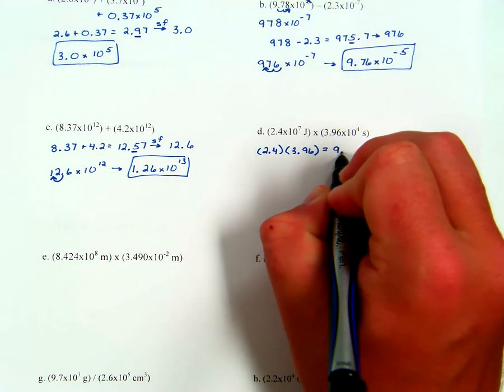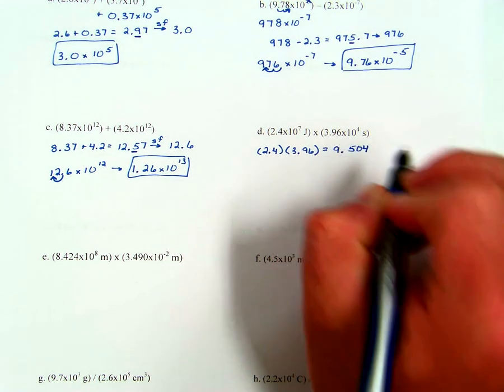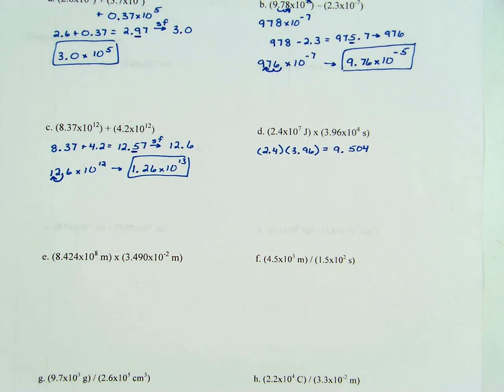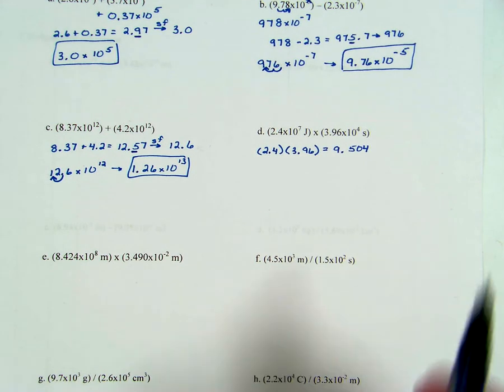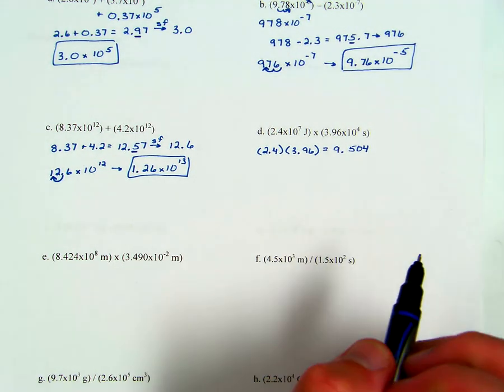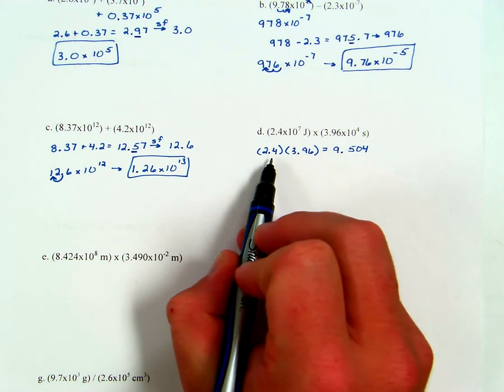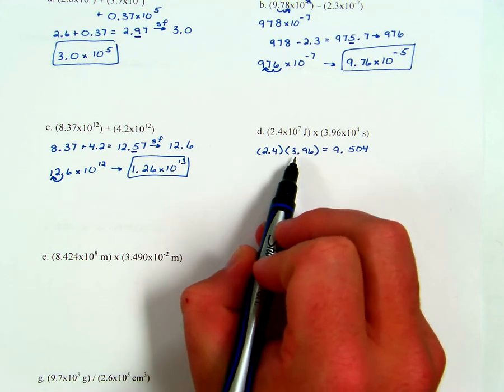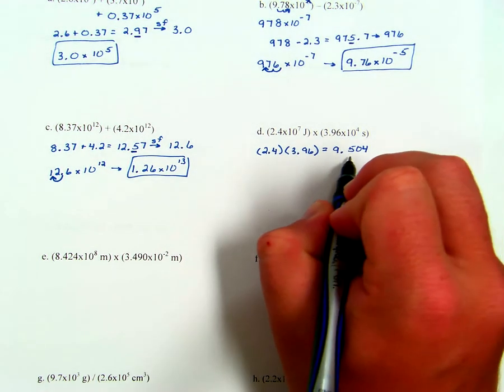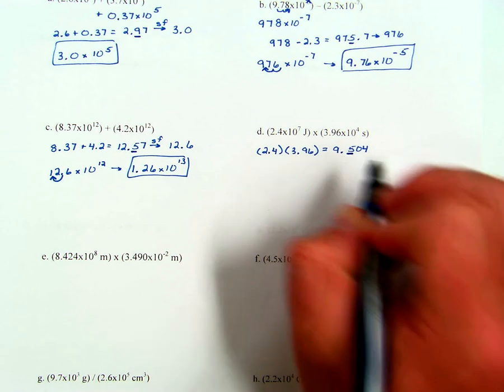Again, you need to follow your sig fig rules. Remember, multiplying, dividing, we're looking at number of sig figs. My first measurement only has 2 sig figs, the second one has 3, so my answer can only have 2. So that would be to the 10th place in this case, so this would round to 9.5. Okay, so there's the first step.